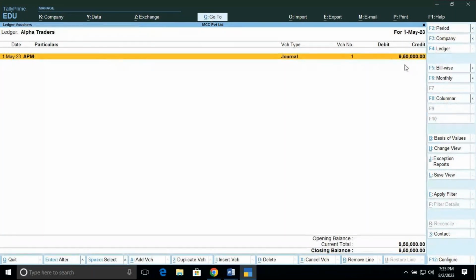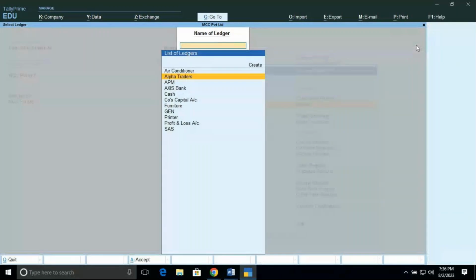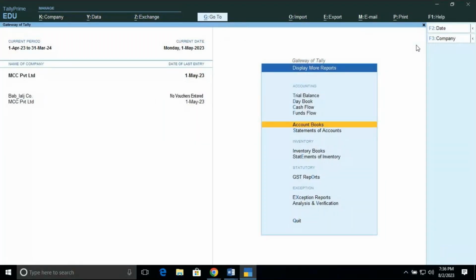If a ledger is showing a credit balance, we owe, we have to pay. Since we have purchased, we have to pay. Credit balance, so what we owe, how much has to be paid. So 9 lakh 50 is the amount. So all of you got this? So like this, I told you, you have to explore the software.